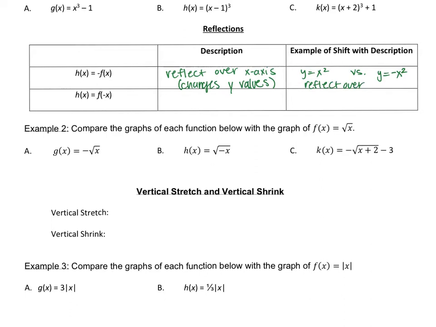over x-axis. So if there's ever a negative in front of the function, like this, it's going to reflect across the x-axis. Now, if you have the negative sign inside the parentheses next to the x, it's going to reflect over the y-axis instead, because it changes the x values.